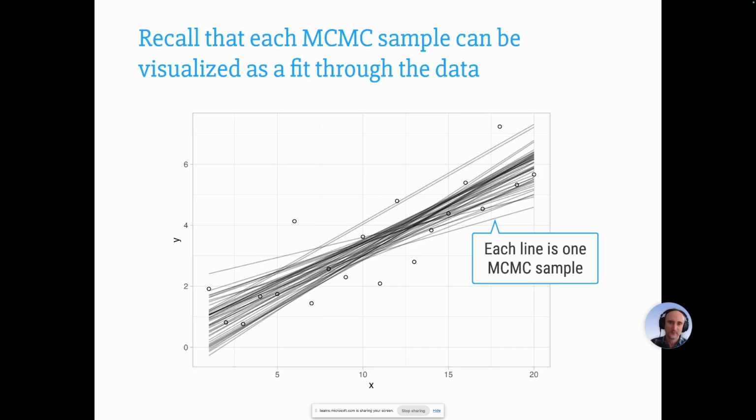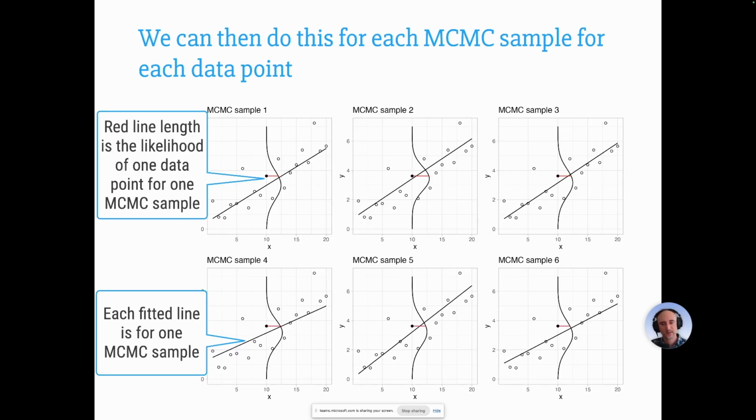If you recall, each MCMC sample can be visualized as a fit through the data. So this is 20 or 50-something lines, each one being an MCMC sample. And so we can do the same thing over and over and over for each MCMC sample. We can calculate the height of, in this case, the Gaussian error distribution, so the dnorm function, and we're going to record the length of those red lines. So now we're looking at how likely is each data point. Here we're just looking at one data point, but ultimately we're going to do it for all data points. And then we're going to get a distribution of how good it is across our MCMC samples.